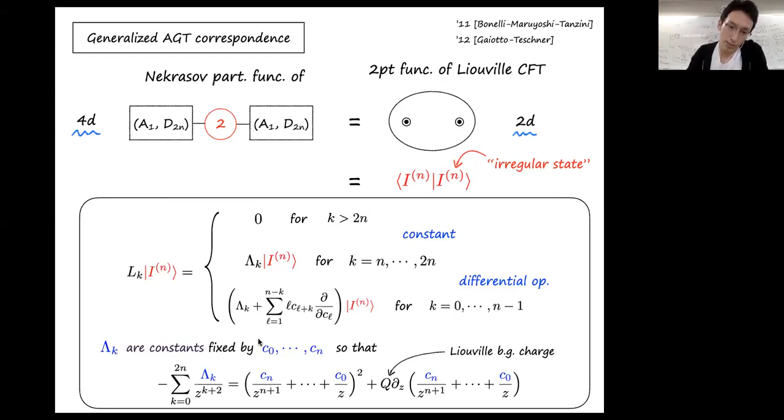You have n plus one Cs. So roughly, these states are characterized by n plus one parameters, okay? And this differential operator is a differential with respect to these parameters, okay? So this is the irregular state studied by these people. This is the last slide of the review part. So if you have any questions, please feel free to ask. Any questions so far? Is that okay?